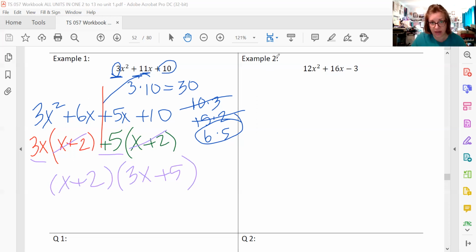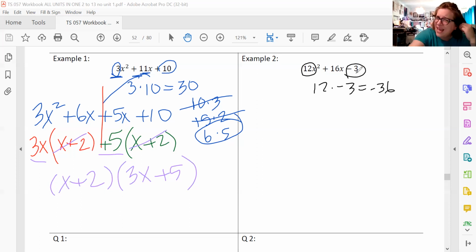Let's look at another example, okay? So now I have 12x squared plus 16x minus 3. Again, I need to figure out where that 16x came from. So I'm going to take that 12 and the minus 3 and multiply those together. That's going to get me a negative 36. The negative sign reminds me that there's probably going to be some subtraction involved, so I want to make sure I consider that.